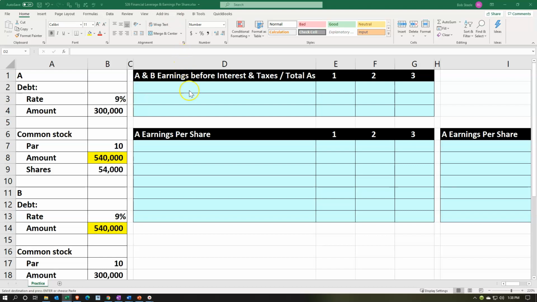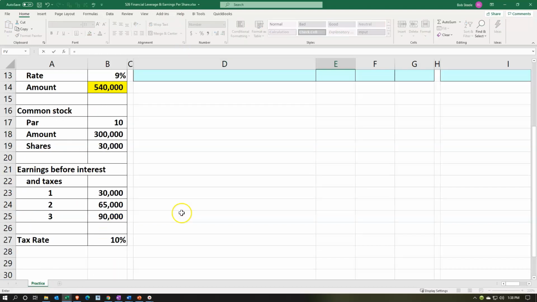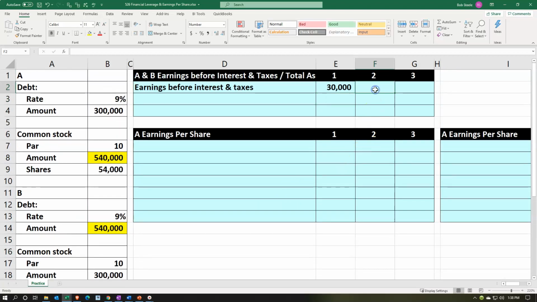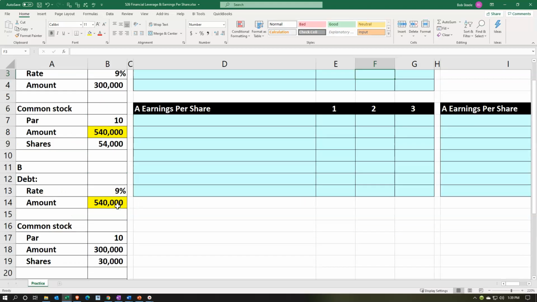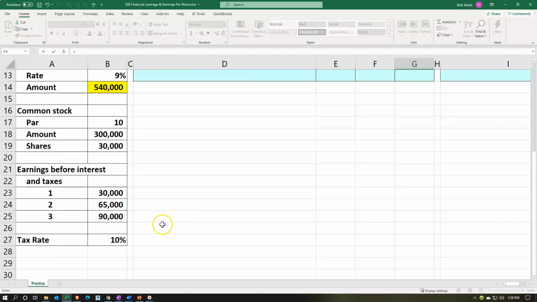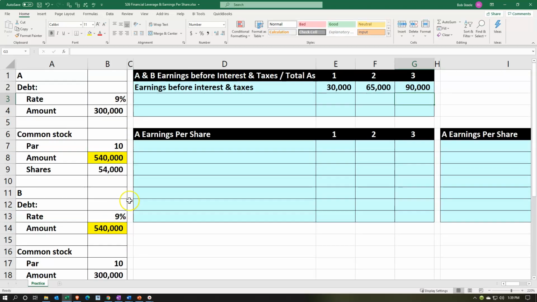So let's consider, we're going to say the earnings before interest and taxes. We've got three different scenarios for the earnings. We're going to say that that's either going to be scenario one, what happens if we have the 30,000, what's going to be our return, and what happens if we have the earnings before interest and taxes of the 65,000, and then what's going to happen if we have the earnings going up to the 90,000. Then we're going to have the total assets. The total assets then are going to be here. That's going to be equal to either scenario is going to be the same.